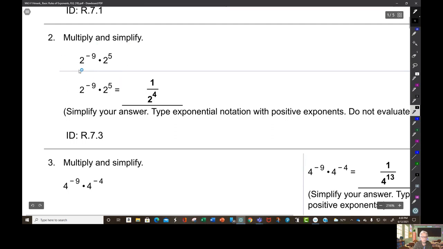Here, 2 is the base. They're the same base, so they're like bases. Negative 9 and 5 are the exponents. Here we're multiplying, so I write the base once, and then I add the exponents. And that will equal 2 to the negative 4 power.